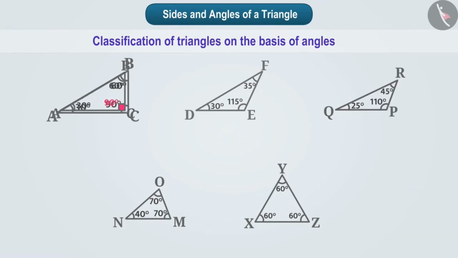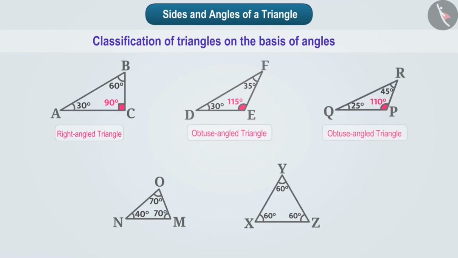Let us tell you. Triangle ABC has a right angle, so it is a right-angled triangle. Triangle DEF has an obtuse angle, so it is an obtuse angled triangle. Triangle PQR has an obtuse angle, so it is also an obtuse angled triangle. Triangle MNO has all three angles acute, so it is an acute angled triangle. If we talk of triangle XYZ, then all its angles are 60 degrees. That is, it is an acute angled triangle.